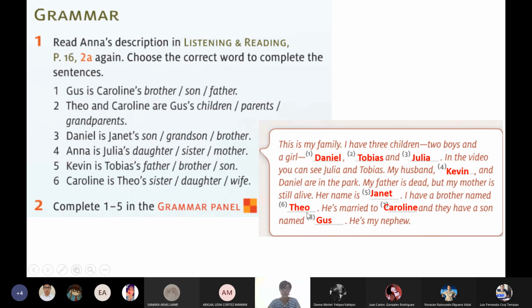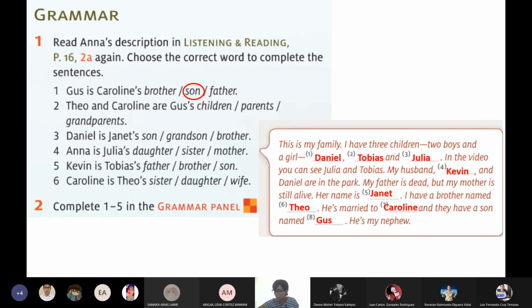I have a brother named Theo. He's married to Caroline, and they have a son named Gus. So let's continue with Stephanie. Stephanie, what about number 1? What's the relationship between Gus and Caroline? Son. Okay, Gus is Caroline's son, right? Perfect. Yep, that's correct. Gus is the son of Caroline.